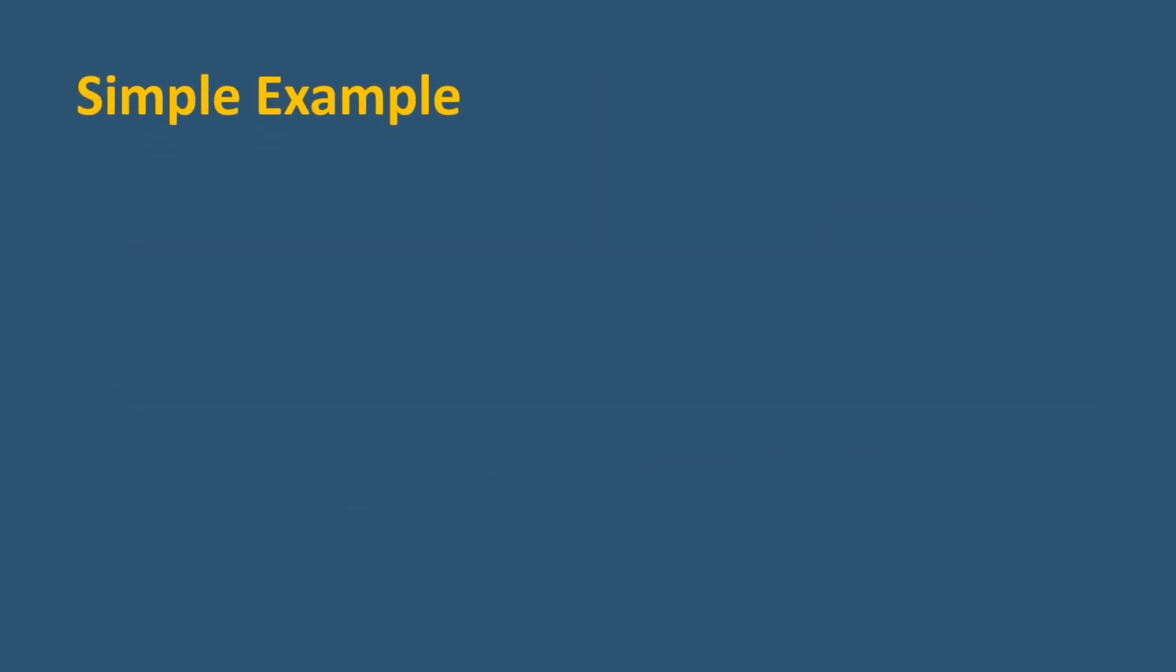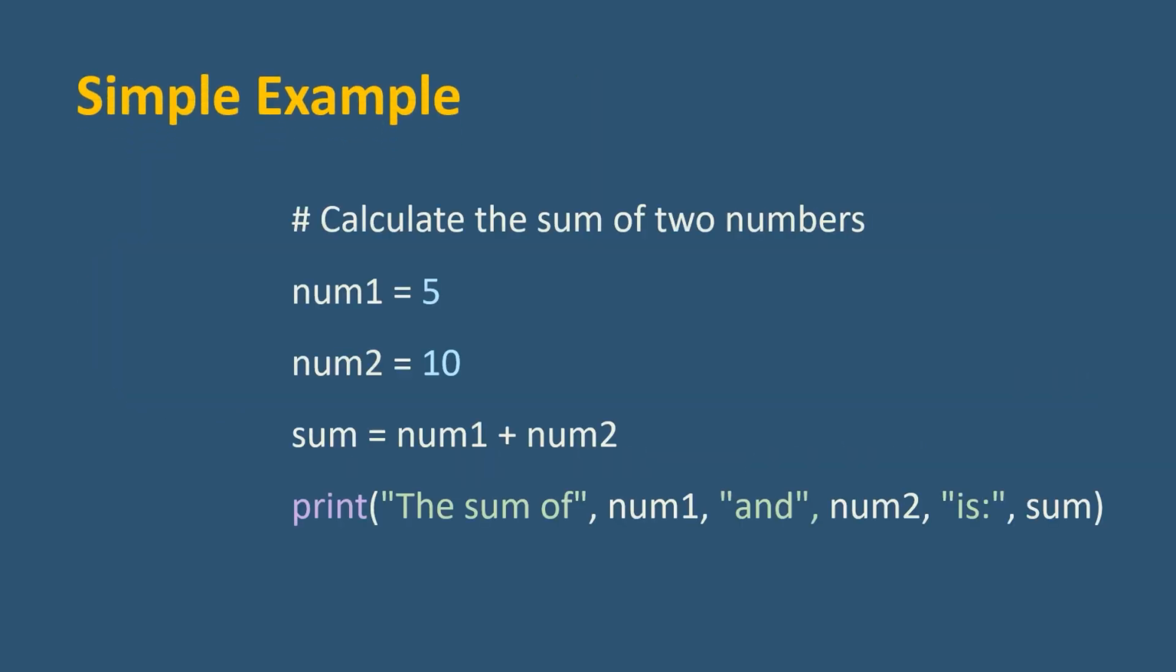Let's consider a simple Python program that calculates the sum of two numbers. When you run this code, the Python interpreter reads each line, translates it into bytecode instructions, and executes them immediately. In this case, the interpreter calculates the sum of number 1 and number 2, and then prints the result. If an error occurs in the initial lines, the subsequent print command will not be executed.